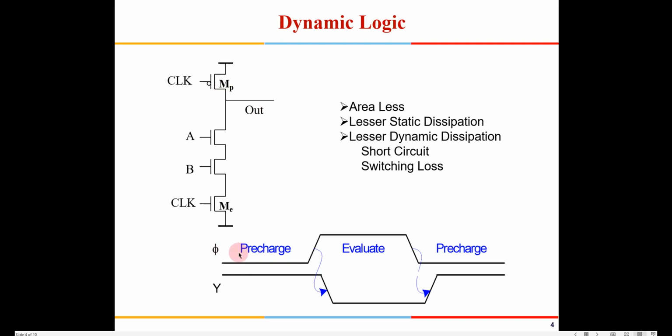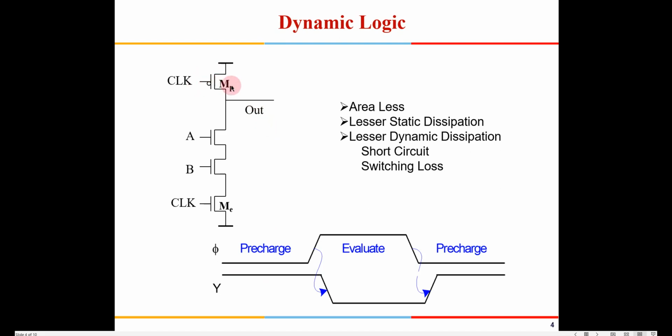So if you see here, phi indicates the clock and Y indicates the output. When the clock is low, you will find the output is charged to high. Now, there is no issue with the rise time, because it is pre-charged to 1, so it is slow. So this PMOS can be of the least possible width also.